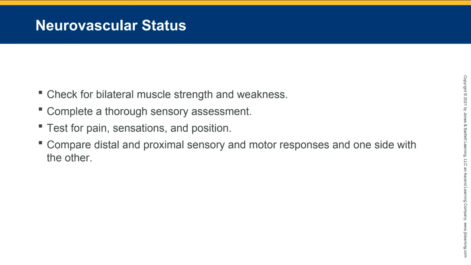You shouldn't have to be checking a rate at this point because you should know the rate of the patient's pulse already in your circulation. So the neurovascular assessment is for a suspected limb injury, head and spine injury, or a stroke patient. Remember that. Check for bilateral muscle strength and weakness. Complete a thorough sensory assessment. Test for pain, sensation, and position. Compare distal and proximal sensory and motor response on one side with the other.